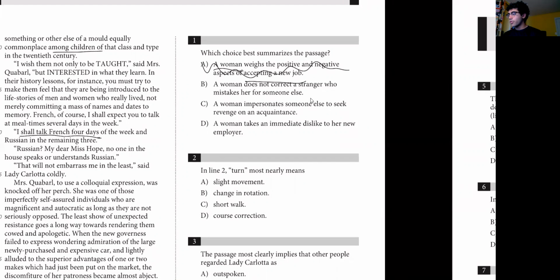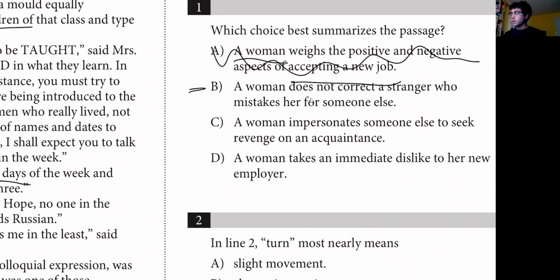B, a woman does not correct a stranger who mistakes her for someone else. That's exactly what it is. Lady Carlotta is just sitting there, making calls, making sure that her luggage is safe or whatever. And this Mrs. Corwell comes up to her and says, "Hey, you must be Miss Hope." And then Lady Carlotta does not correct her. She says, "If I must, I must." And that's basically what happened. So B looks right.